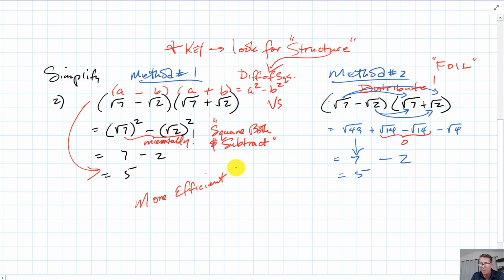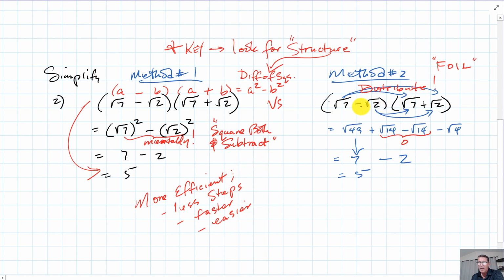By that I mean less steps, because I could skip this middle step here. In fact, I can skip both steps and get right to the answer. And it also means it's faster for me. It also means it's easier for me. Now, that may not be the case for you.